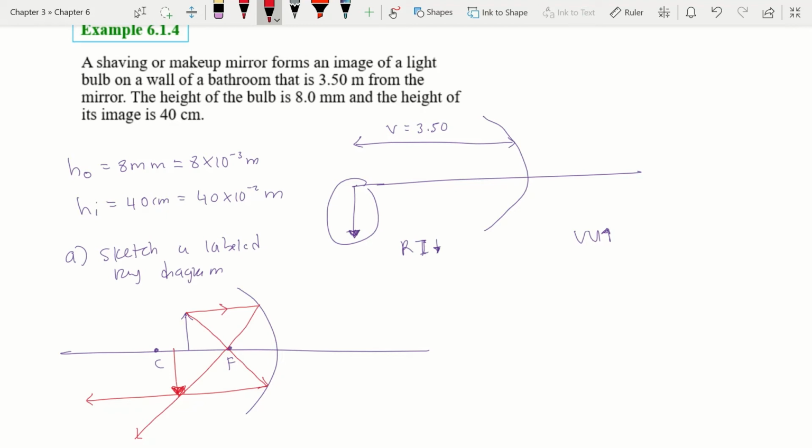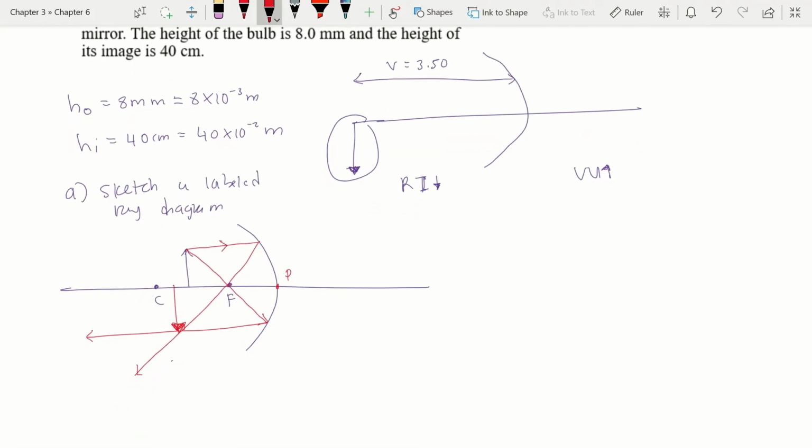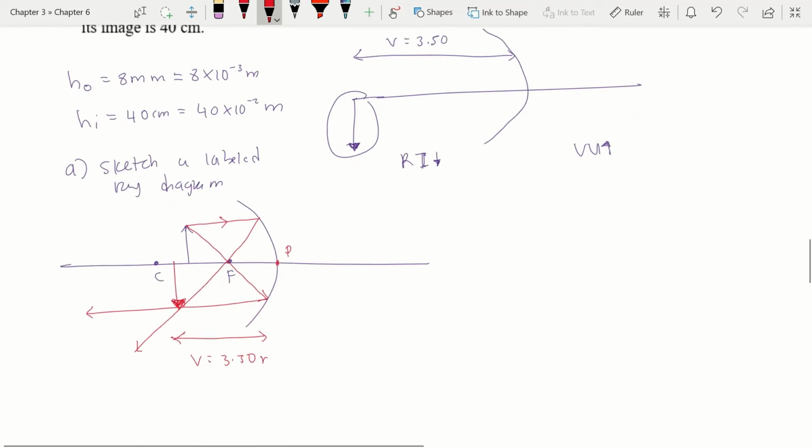But then you need to label your focal point, your center of curvature, your pole or vertex, and you need to label your distances as well. We know the image distance from the mirror is 3.5 meter, the height of the object is 8 millimeter, and the height of the image is 40 centimeter. So this is how you sketch a labelled ray diagram.